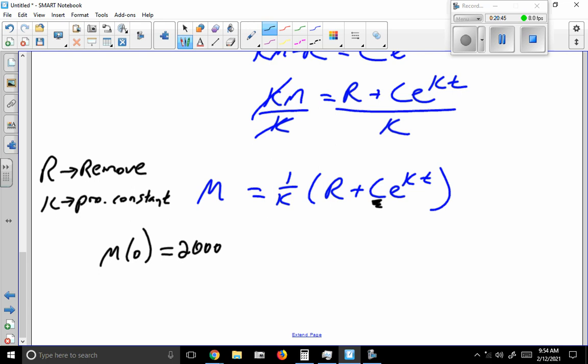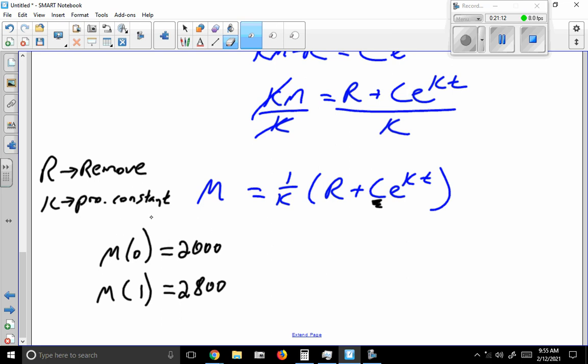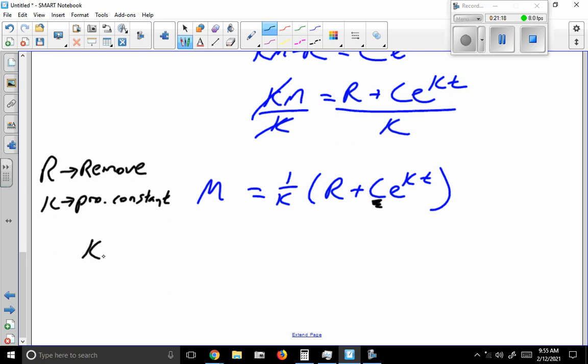So then when we would substitute in, let's say we were told that after a year, our mass was 2,800. Then if we put a 1 in for t, we would have a k in our equation, and we would still have c that we don't know. So we would have two equations, two unknowns, and we would have to solve and find c and k. And the problem they give, they're nice in that they tell us a proportionality constant. For example, they might tell us that the growth rate is 2 per year or 3 per year. So we substitute that in for k.